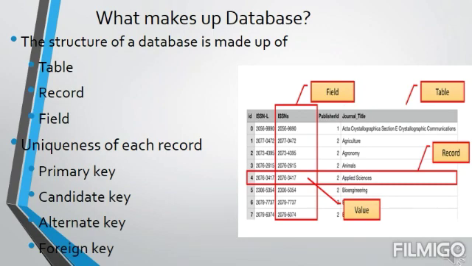What makes up the database? So the structure of the database is made up of fields, records, and the table. It is required to have a table so that we can have a building block. So the table is the building block of the database.